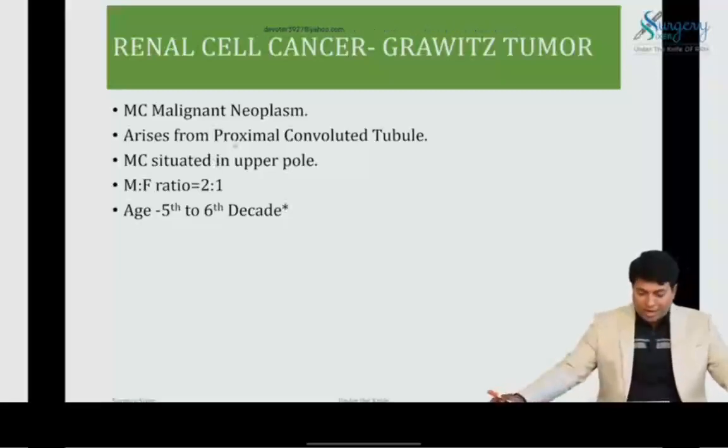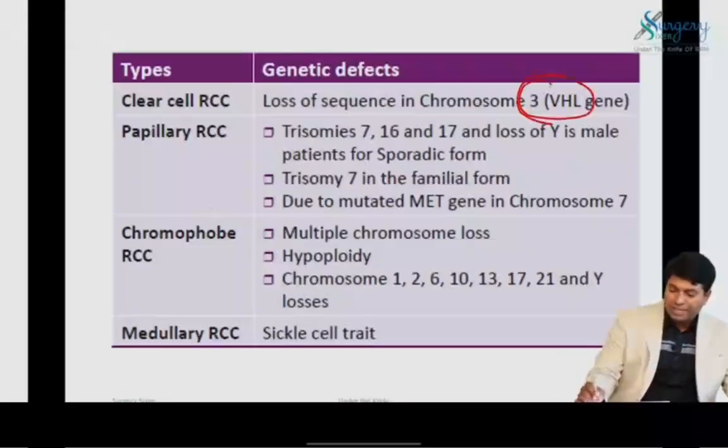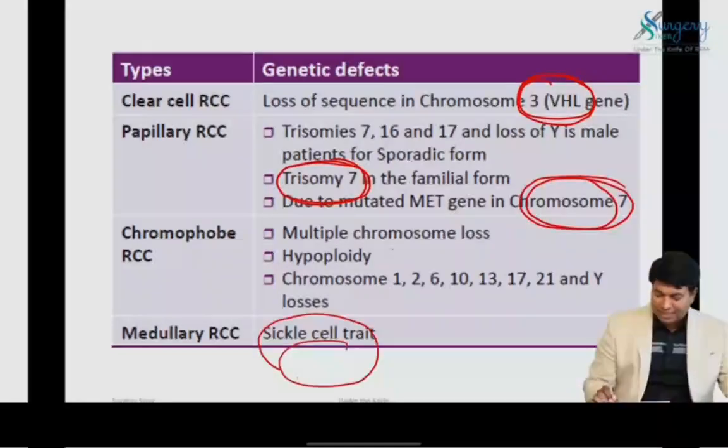So renal cell cancer, also known as Grawitz's tumor, is most commonly associated with what mutation? VHL gene, chromosome 3. Papillary cancer is associated with trisomy 7 and chromosome 7 mutation. Medullary cancer is associated with sickle cell trait. So please don't forget these points.